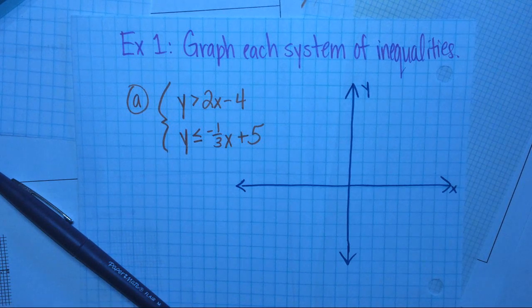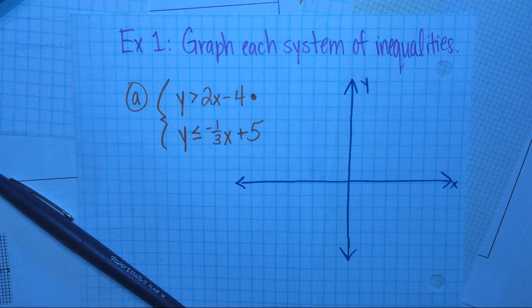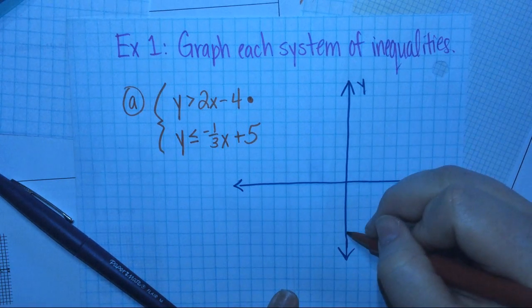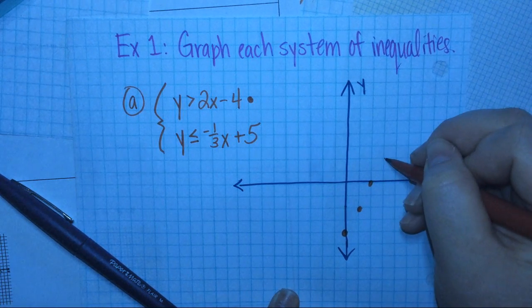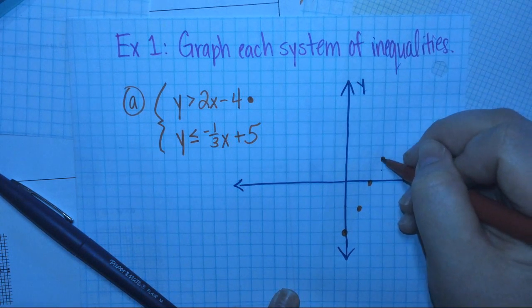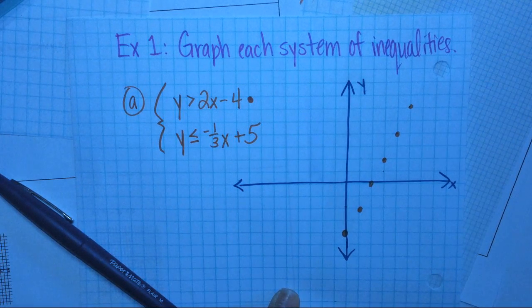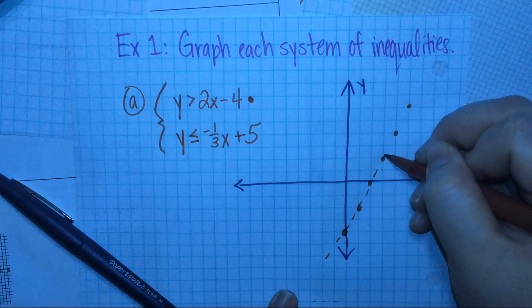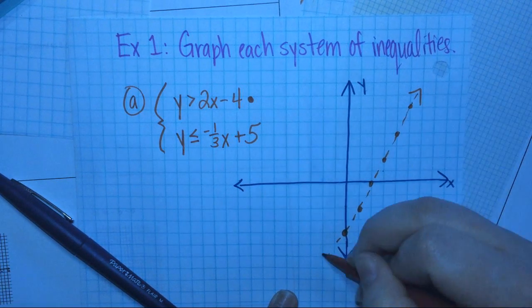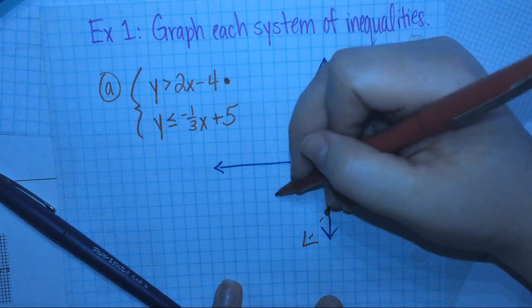I'm going to go ahead and graph this line, 2x minus 4. I'm going to use my, it looks kind of brown. It is a brown. So I'm going to go down to negative 4, up 2 over 1, up 2 over 1, up 2 over 1. And then, again, I'm going to use a dashed line because it wasn't equal to. Where do I shade? Above. So I'm going to go ahead and shade above.